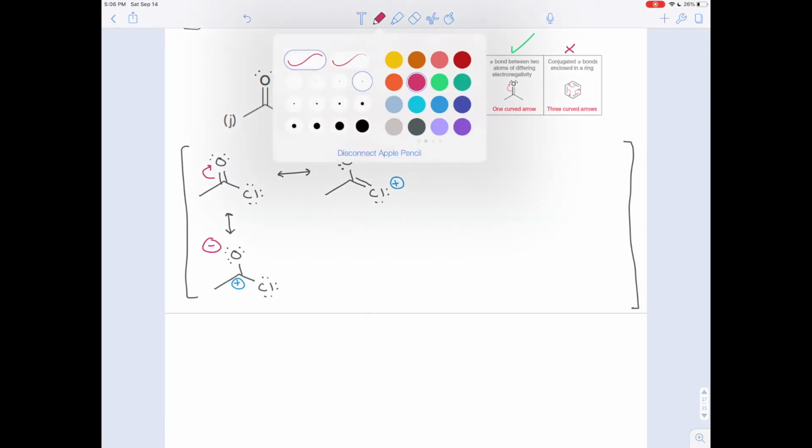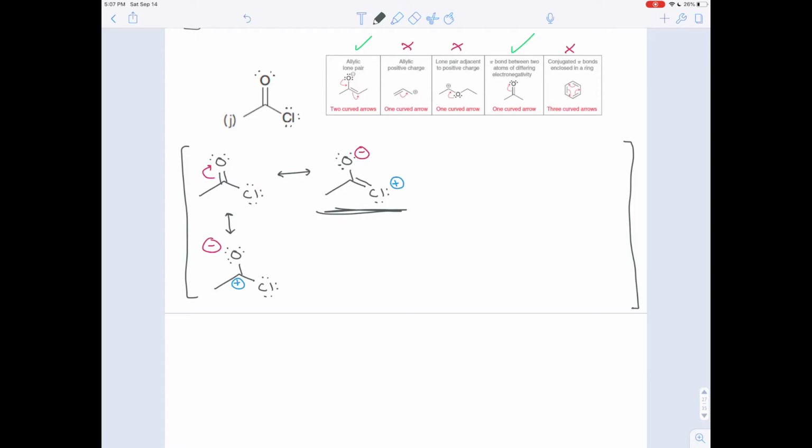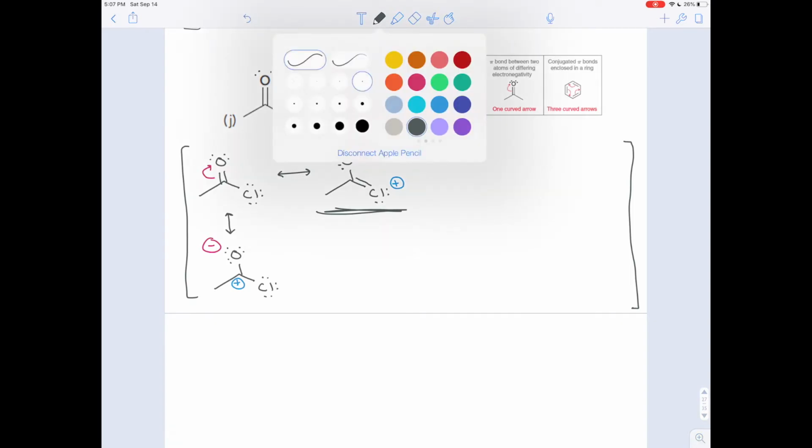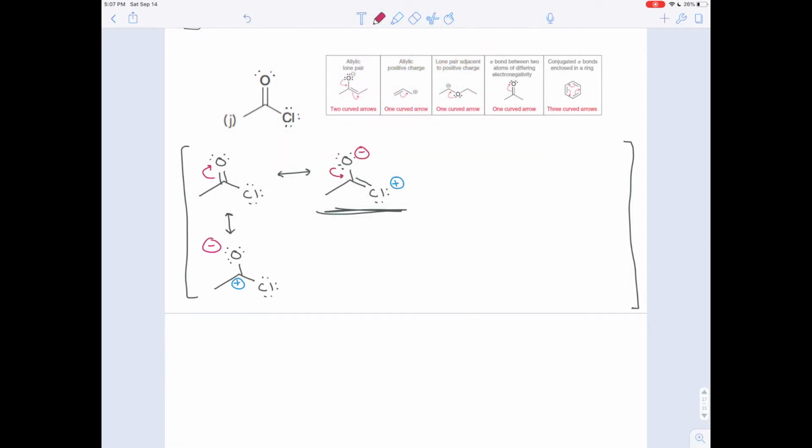Okay, so now we can do the same thing with the second structure. Let's go through all 5 patterns. So first, do you have an allylic lone pair here? And we do. All of the lone pairs on this oxygen are allylic. If you go one atom over, you're at an atom in a double bond. But if you notice, if you do that curved arrow pattern, it'll bring you right back to your original molecule. So we don't have to draw.